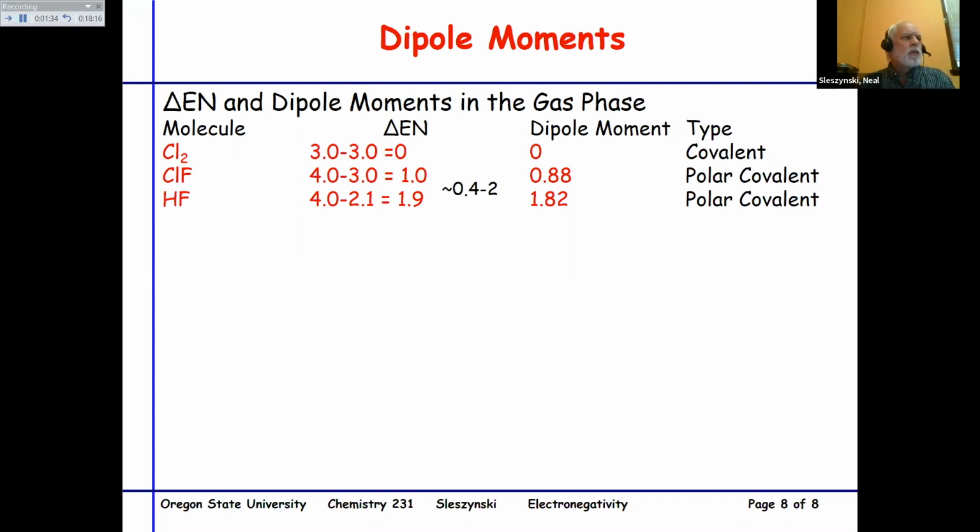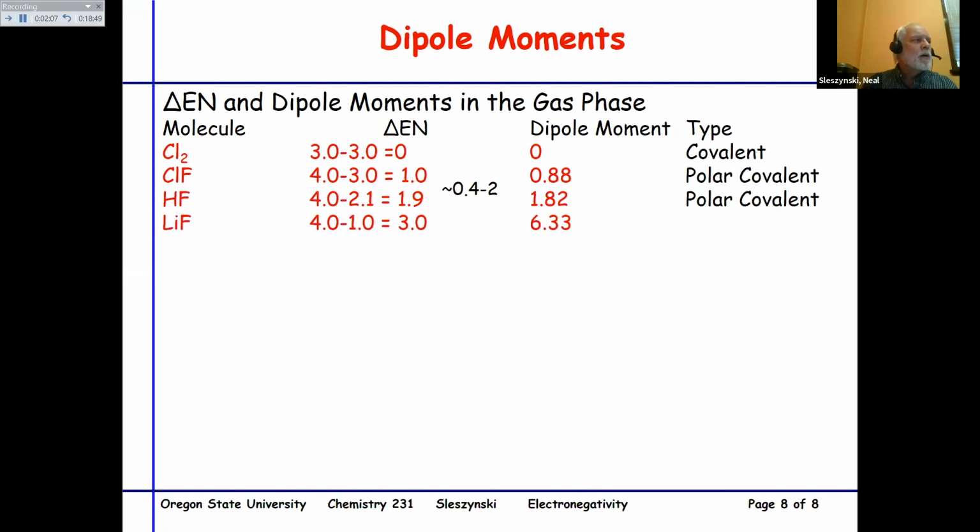So generally what we're looking at to define a molecule as polar covalent is an electronegativity difference between about 0.4 and 2. It would be interesting to note, for those of you who are interested in organic chemistry, that the difference in electronegativity between carbon and hydrogen is less than 0.4. In fact, it's around 0.2. And hydrogen carbon bonds are defined as nonpolar.